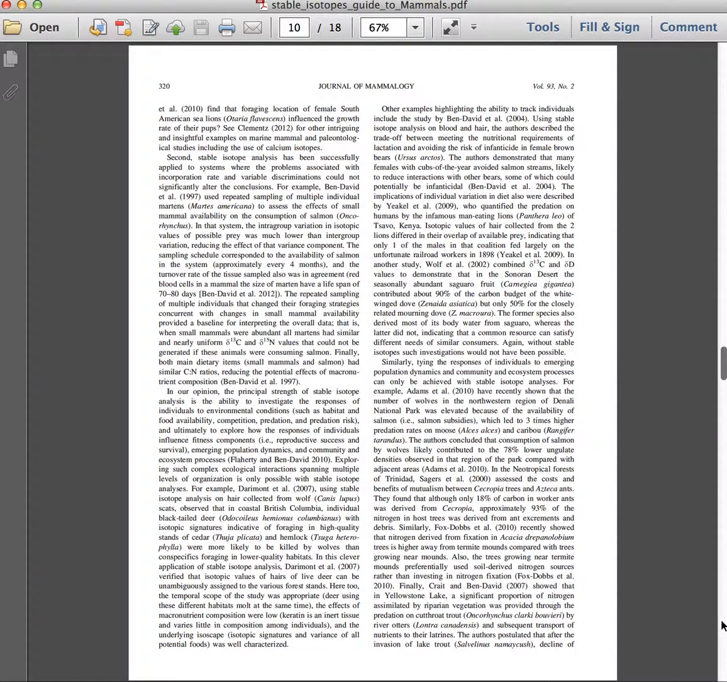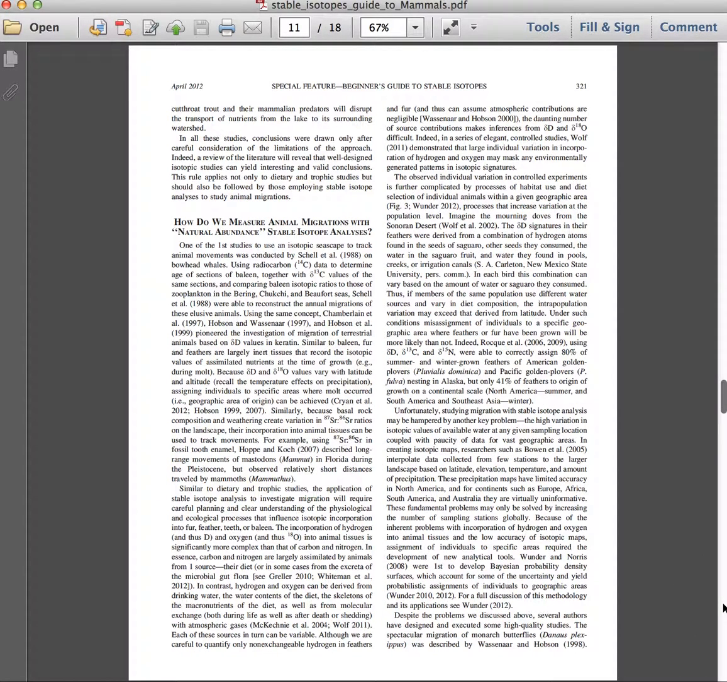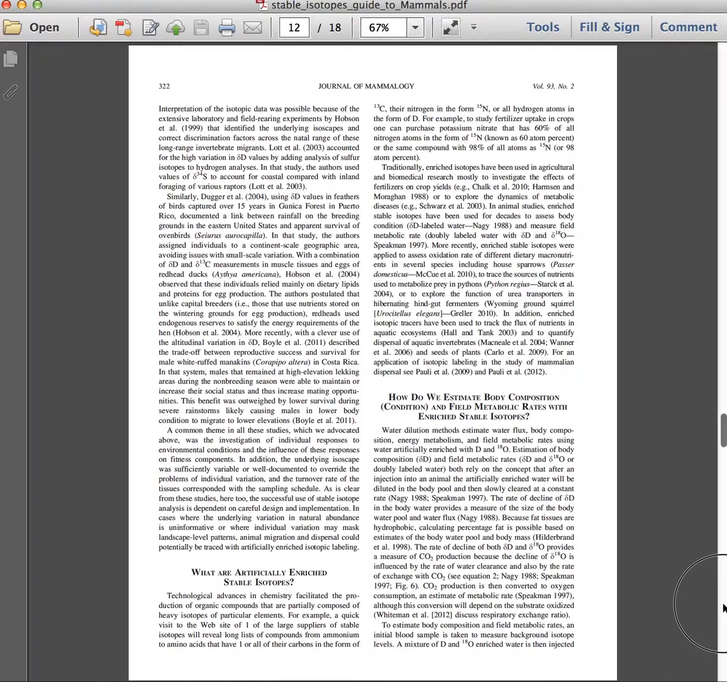As you keep going, I've got a few more notes to say here. Let's see, 321. So actually on this page here, they start getting into the idea of deuterium and oxygen, and they have a whole list of caveats and special considerations. See if those were on our previous list, and if not, add them to your list.